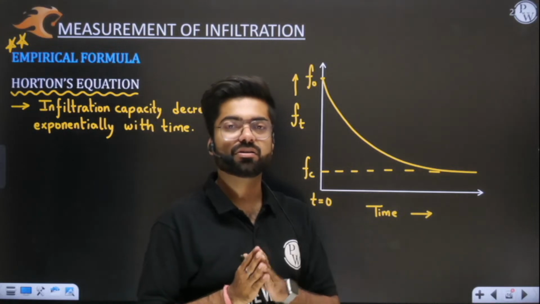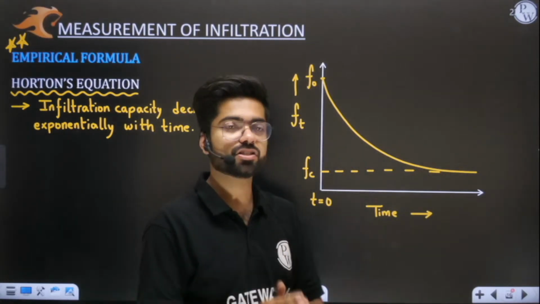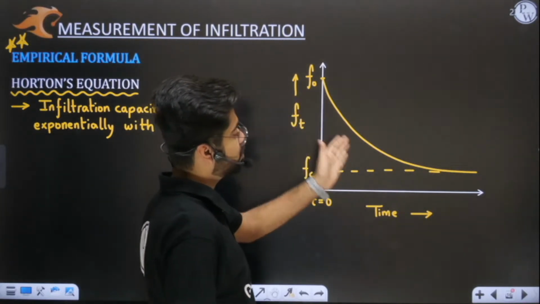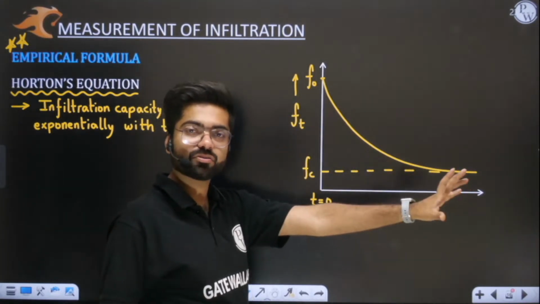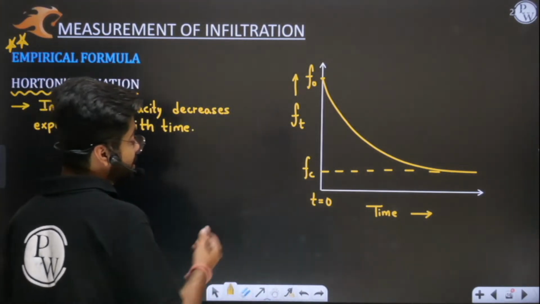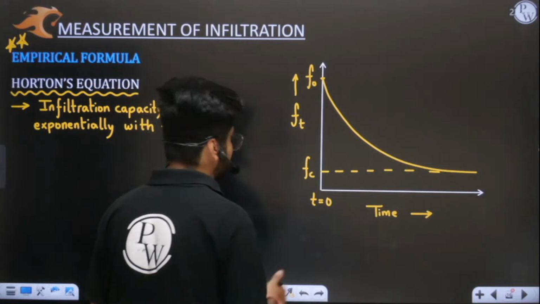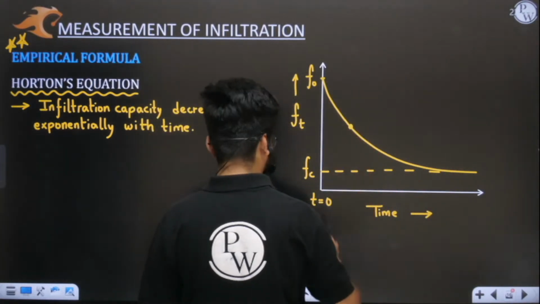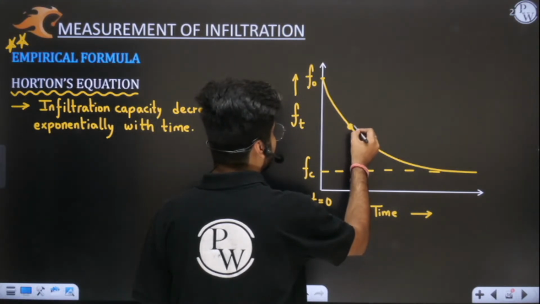According to Horton, he gave an equation with the help of which we will be able to find infiltration capacity that is changing with respect to time. We'll put the time in that equation and find the infiltration capacity. But sir, what is the equation? Now, if you want to find a point on this curve, if you are interested in finding this point, can you guess the coordinate of this point?